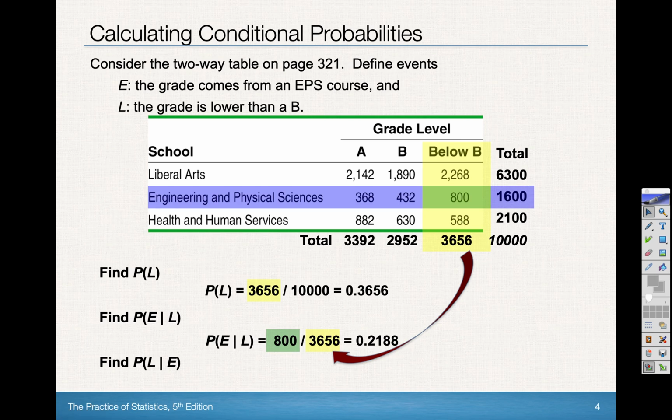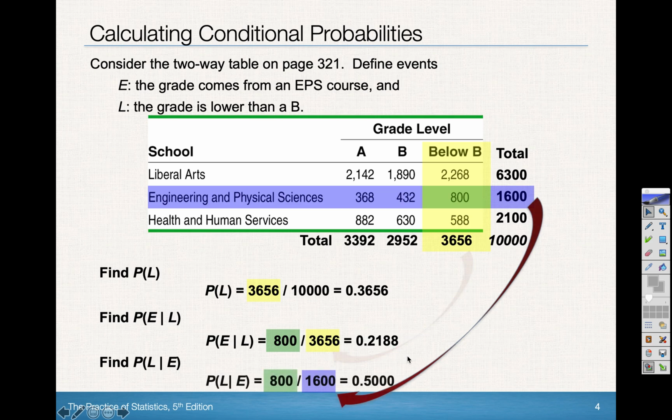So if I have a two-way table, you certainly don't have to use the formula, but you could if you wanted to. There are going to be times when that's the only option. On the flip side, if I am looking for the probability of event L given event E, that would be the probability that the student got below a B, given that they came from an EPS course. Now I'm just looking at people in an EPS course, which is the 1,600 total, and the probability that they got below a B would be the 800 out of 1,600. So half of the students in an EPS course got below a B.